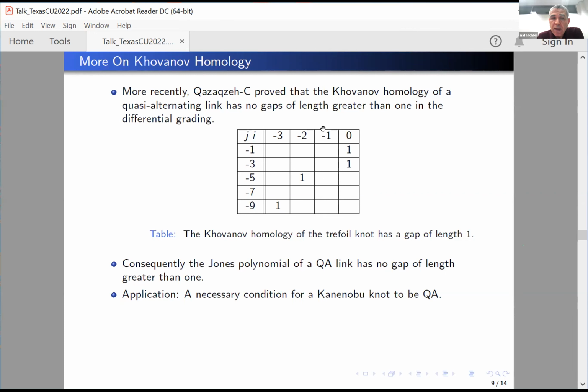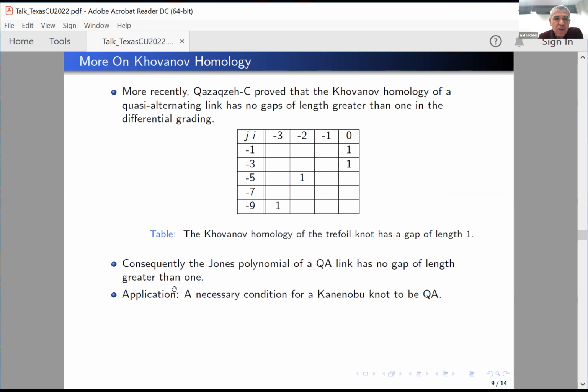So for quasi-alternating links, you cannot have a gap of length larger than 1 like that. You cannot have two neighboring columns side by side where there is no homology, of course between the minimum and the maximum. This is the Khovanov homology of the trefoil. It has a gap of length 1, but for quasi-alternating knots in general, it is not possible to find gaps of length larger than 1.